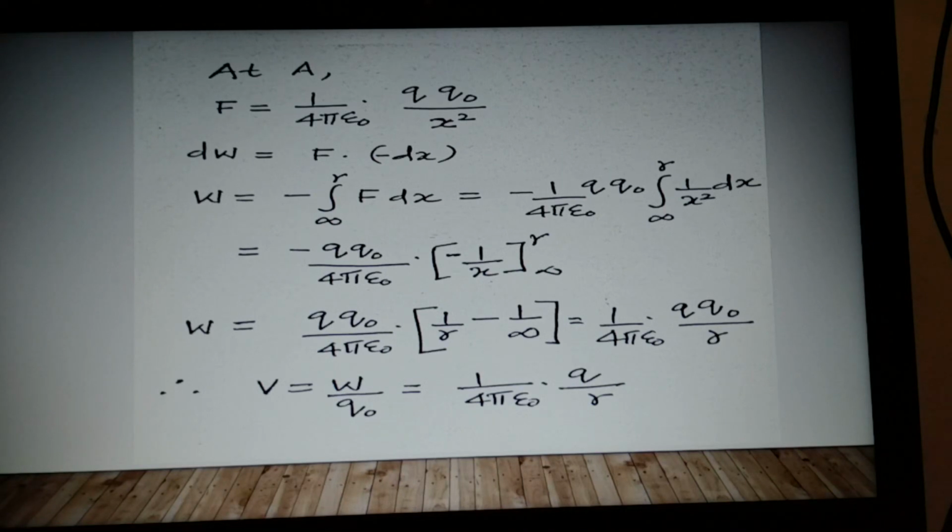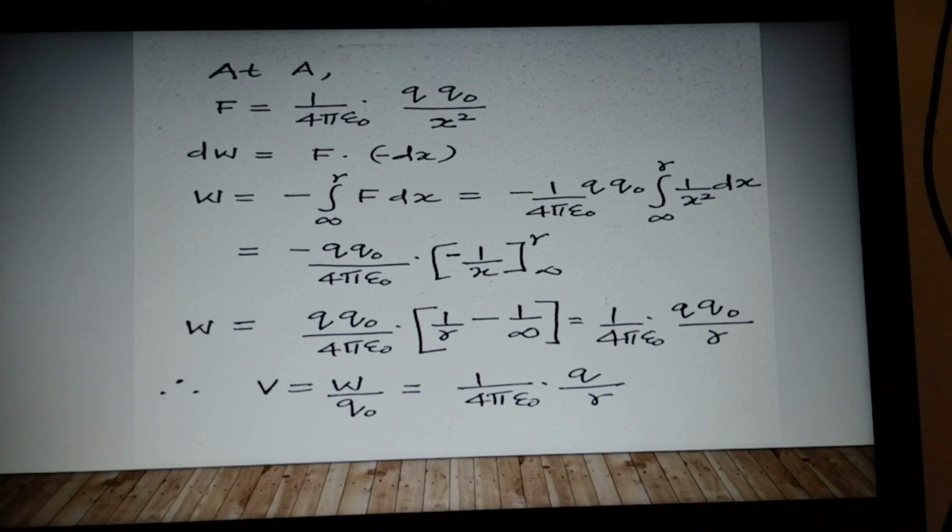V is equal to W by Q0. When you find W by Q0, it will become 1 by 4 pi epsilon 0 Q by R. What is that? That is the work required to bring unit positive charge from infinity to that particular point. By the definition of electric potential, that is the potential at that particular point.